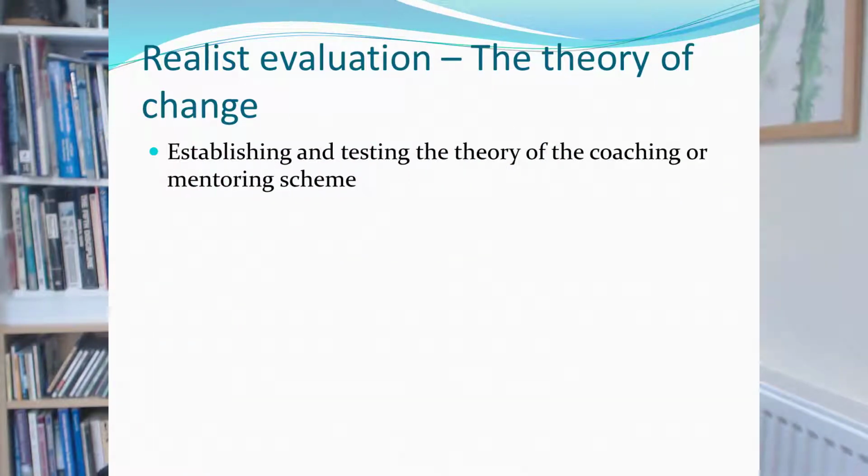So realist evaluation is quite different. It is basically about establishing and testing the theory of the coaching or the mentoring scheme. So, for example, the theory of the mentoring scheme might be that it accelerates people's learning and development, or that coaching improves performance. That would be a theory that is put forward. This is why we might do this in this organisation. It's to do with the purpose of the coaching or mentoring scheme. So it's important to be clear about what that theory is. We are introducing mentoring in order to. We are introducing coaching in order to.